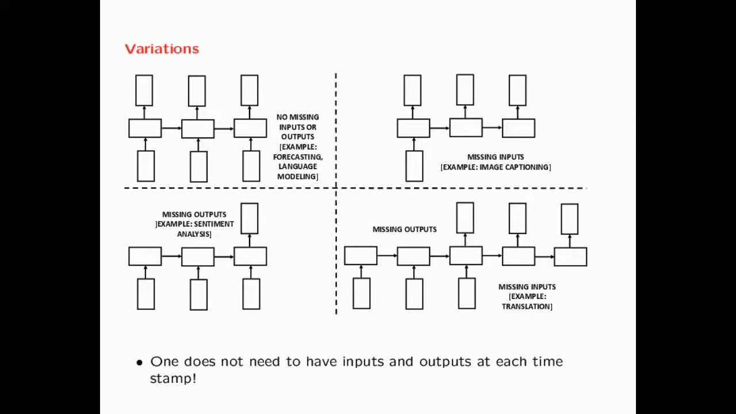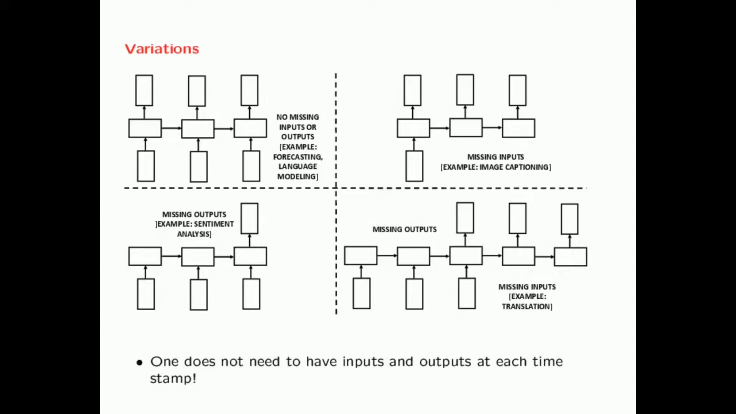And then you can have both. You can have missing inputs or you can have missing outputs. For example, here you see machine translation. The input might be a sentence in English and the output might be a sentence in Spanish. So these are all variations of the same basic architecture. For simplicity, I am just going to work with the one on the top left, where there are no missing inputs and outputs, because the recurrence equations are very simple, but the difference from these other variations is actually very straightforward, and we'll see examples of applications a little bit later.